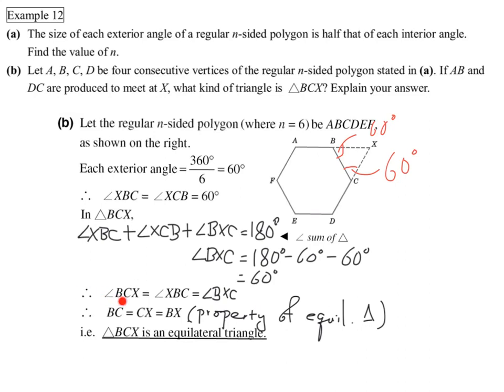Therefore, the conclusion is three angles equal, and that means three sides equal. That is the property of equilateral triangles. And then you can conclude that triangle BCX is an equilateral triangle.